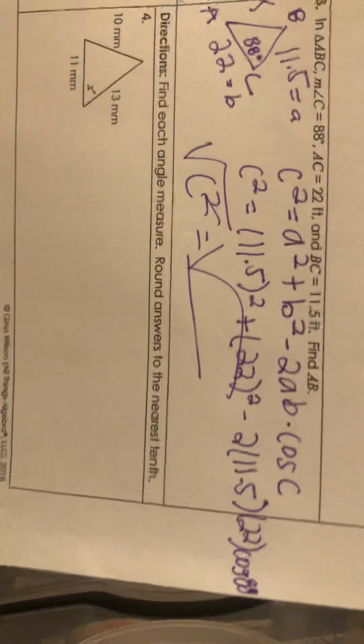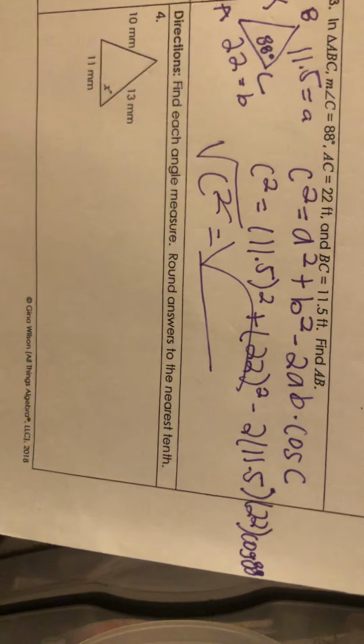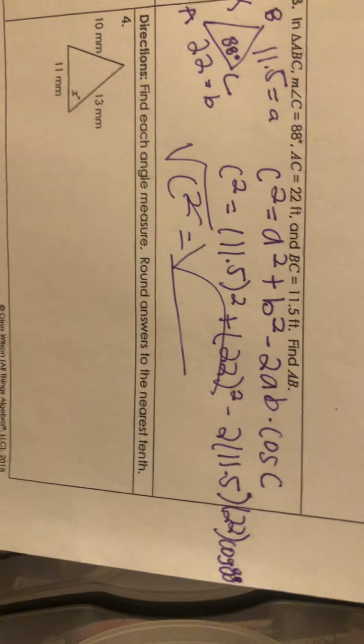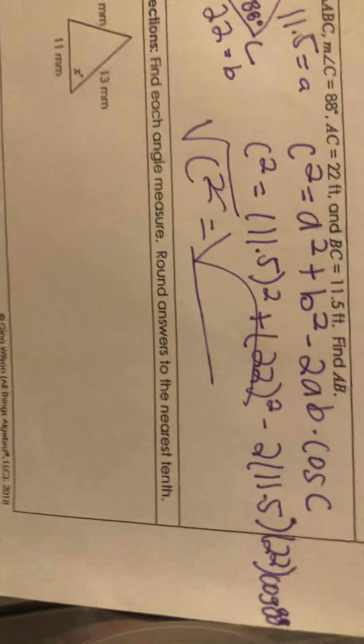So now we're going to find angles. When we're finding angles, we're dealing with side, side, side. Three sides. And so we're going to find each angle measure. This is a multi-step process, but once you get the hang of it, it's easy to catch on. So we're going to do this problem right here. Find each angle measure. Round answers to the nearest tenth. So we have 10, 13, 11. We're finding x and eventually the rest of them, but first we're going to find angle x.